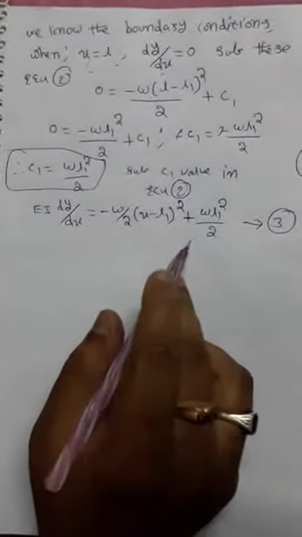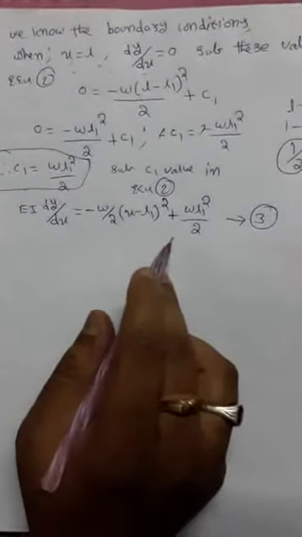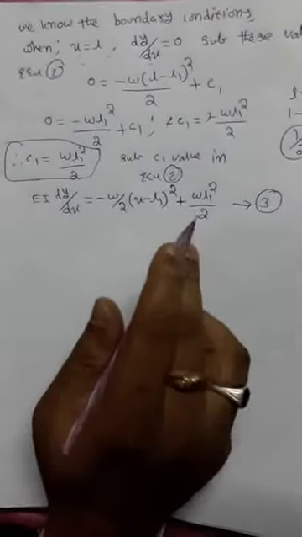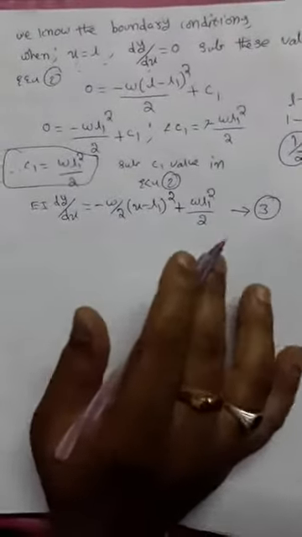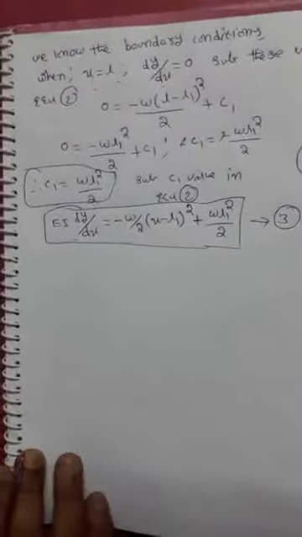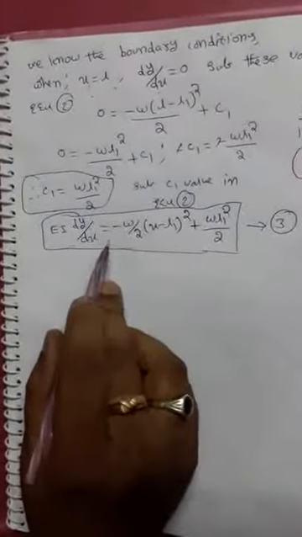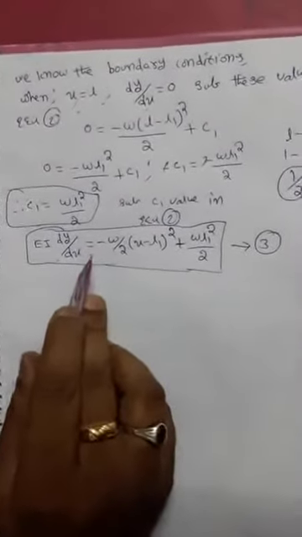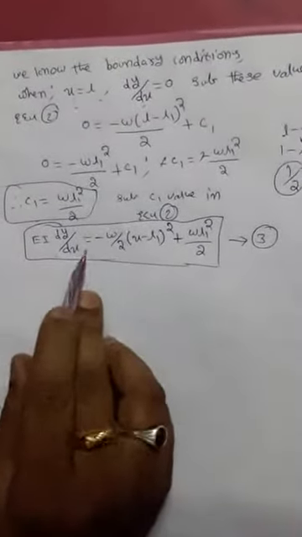After substituting the C1 value in equation number 2, you can apply the second boundary condition. By using this equation you can find the slope at any point of the cantilever section. This is the expression of the slope by using the double integration method. This is the equation of slope, and you can use it to get the slope at any point of this cantilever beam.